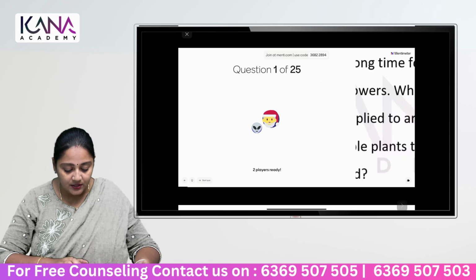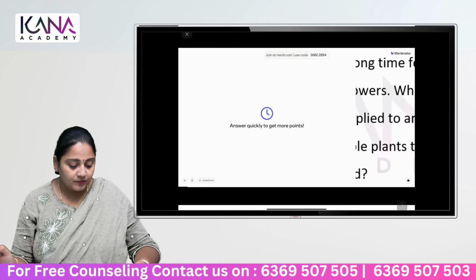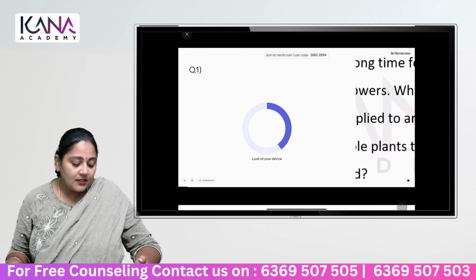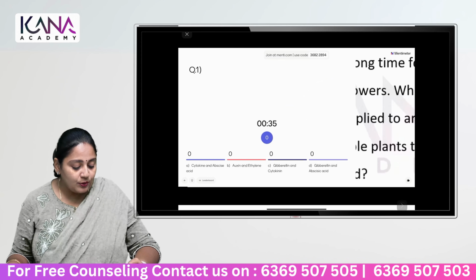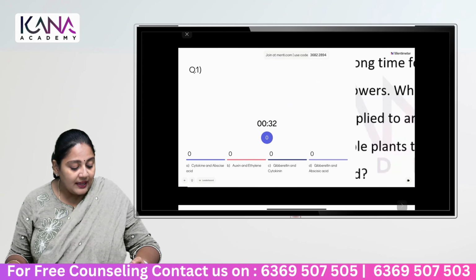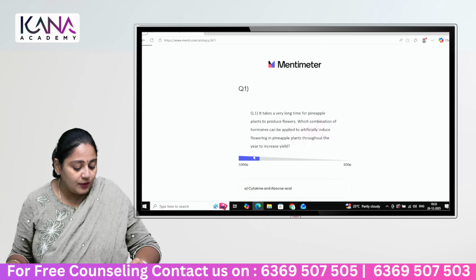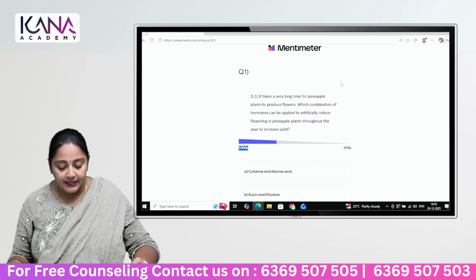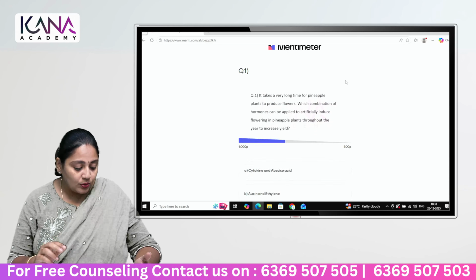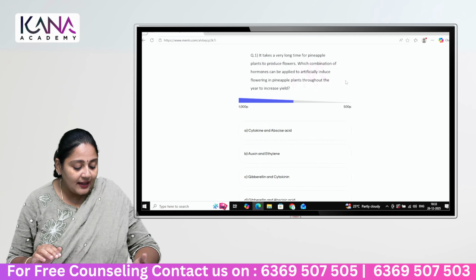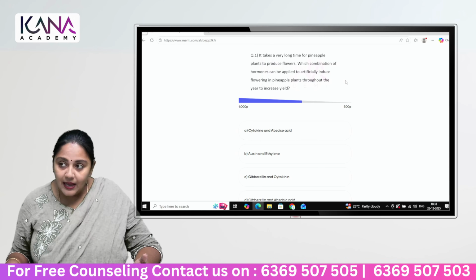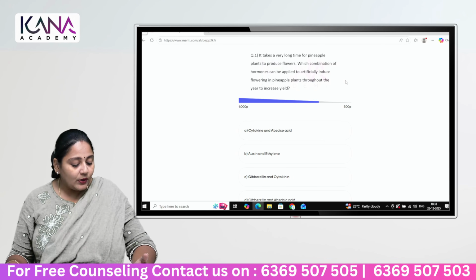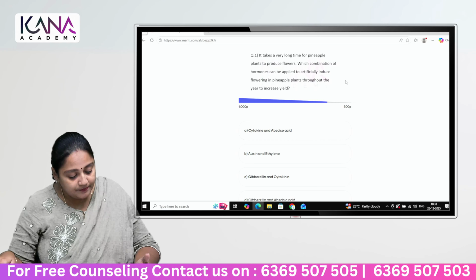Okay, so the first question is, it takes a very long time for pineapple plants to produce flowers. Which combination of hormones can be applied artificially to induce flowering in pineapple plants throughout the year to increase the yield? என்ன combination கேட்டிருக்காங்க. So the options are A, cytokinin and abscisic acid, and then auxin and ethylene, then gibberellin and cytokinin, and gibberellin and abscisic acid.